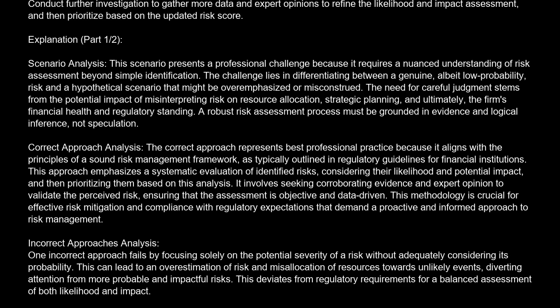Incorrect approaches analysis. One incorrect approach fails by focusing solely on the potential severity of a risk without adequately considering its probability. This can lead to an overestimation of risk and misallocation of resources towards unlikely events, diverting attention from more probable and impactful risks. This deviates from regulatory requirements for a balanced assessment of both likelihood and impact.